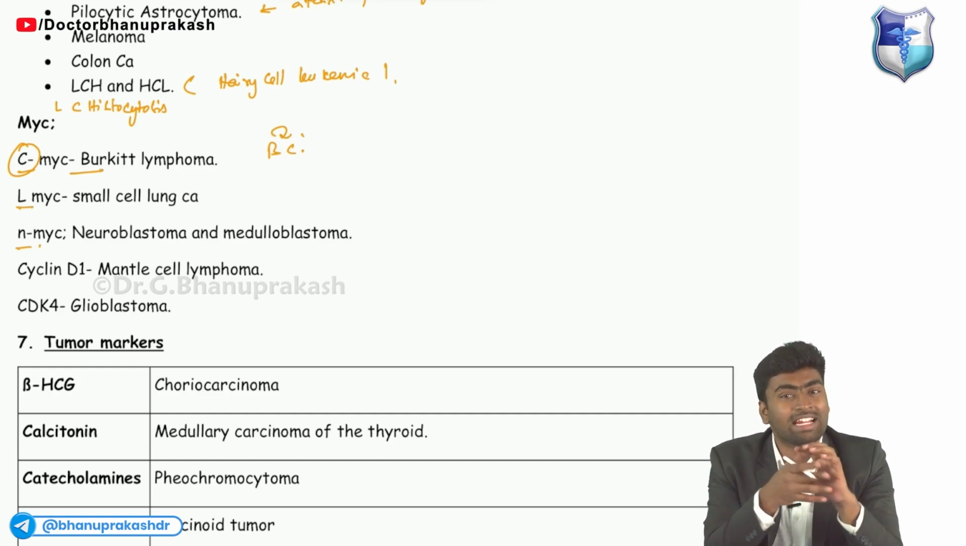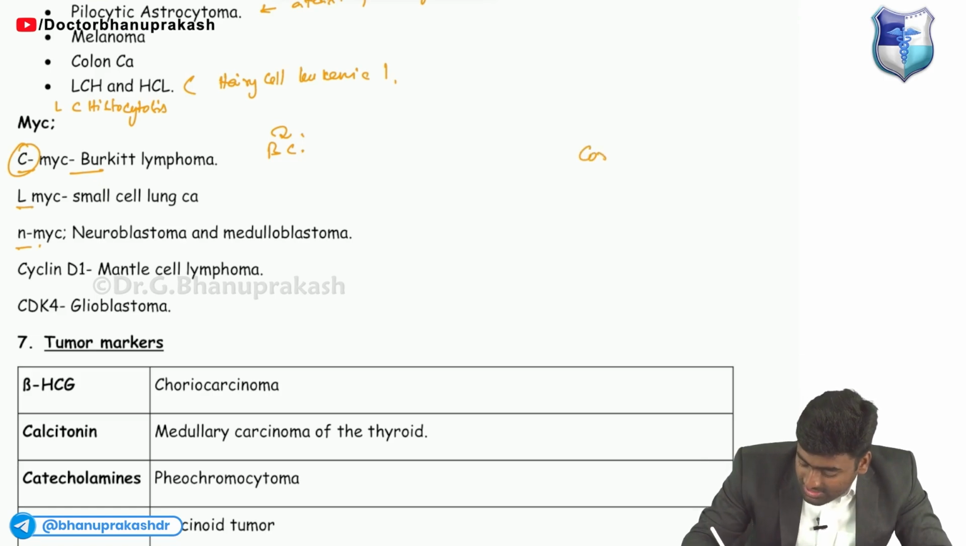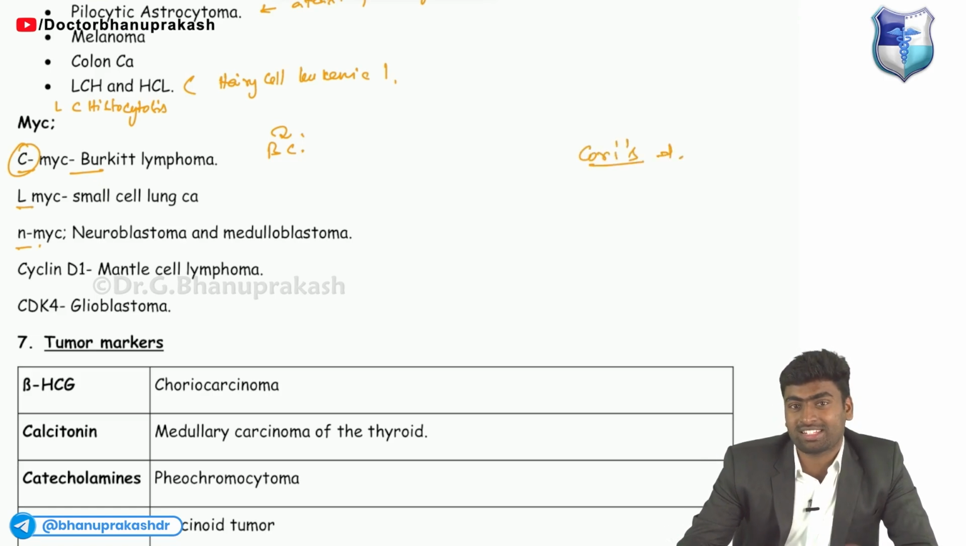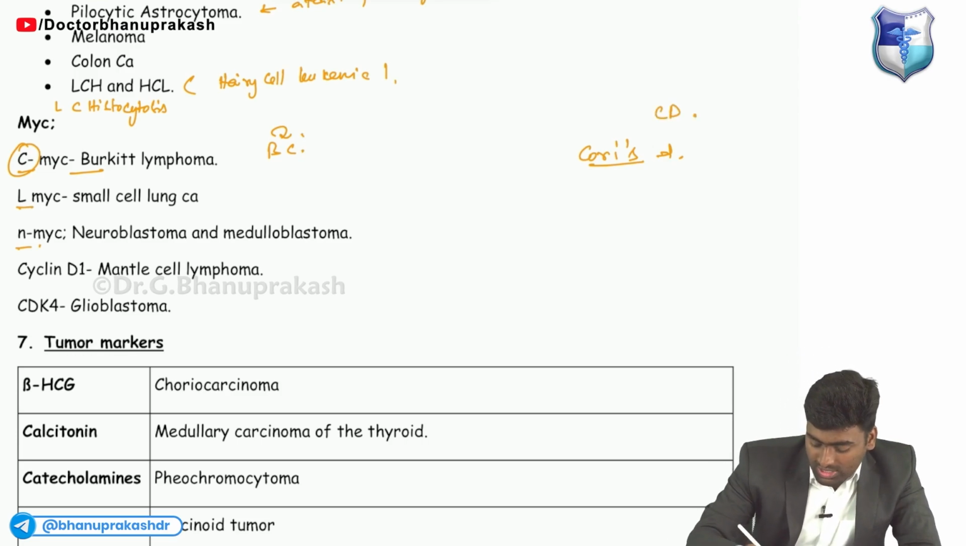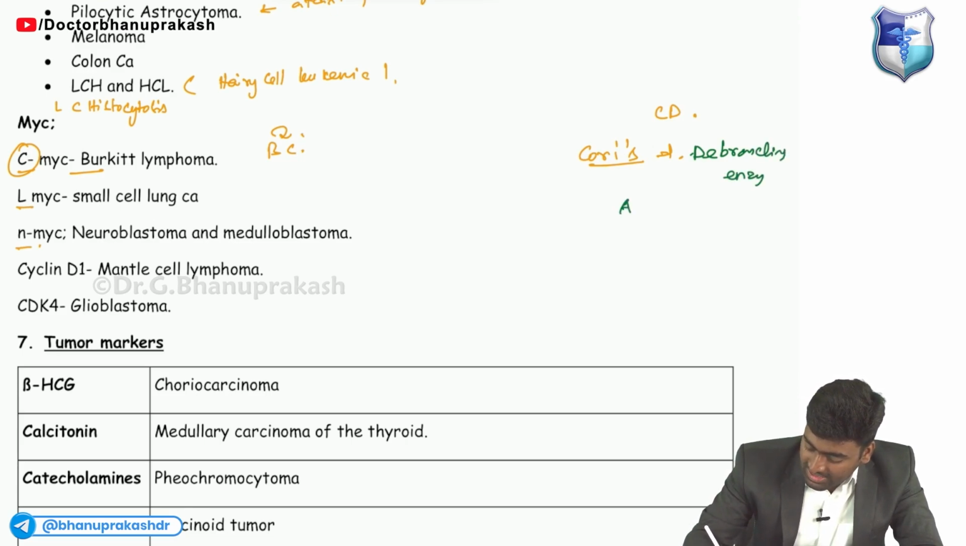Can anyone tell me what is the enzyme deficient in a case of Cori's disease? Yeah guys, what is the enzyme deficiency in Cori's disease, the glycogen storage disease? The mnemonic, yesterday we studied, right? C, D. So Cori's disease, it is the debranching enzyme. Good guys. And we know Anderson disease is because of the branching enzyme.